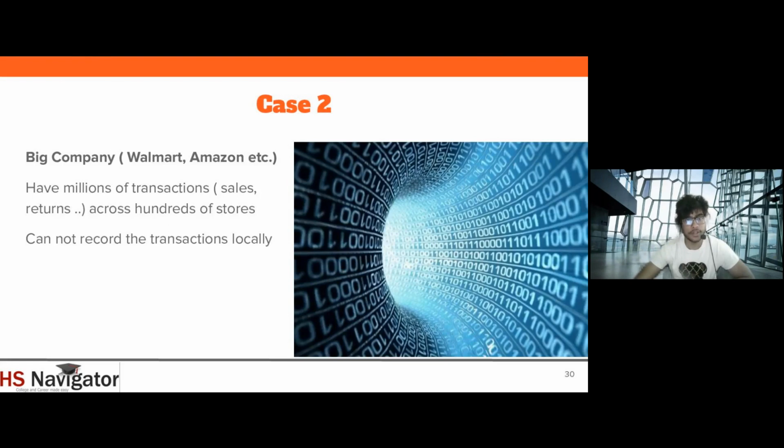However, let's say we're at a big company like Walmart or Amazon that has millions of transactions, including sales, returns, etc., across hundreds of stores. There is no way that at the end of the day, an employee is simply going to recollect from memory all of these transactions and write them down on a piece of paper. You simply cannot record these transactions locally and straightforwardly.